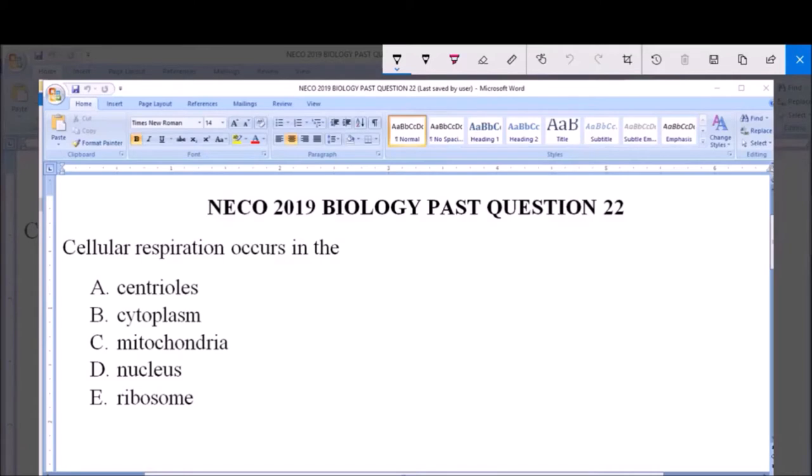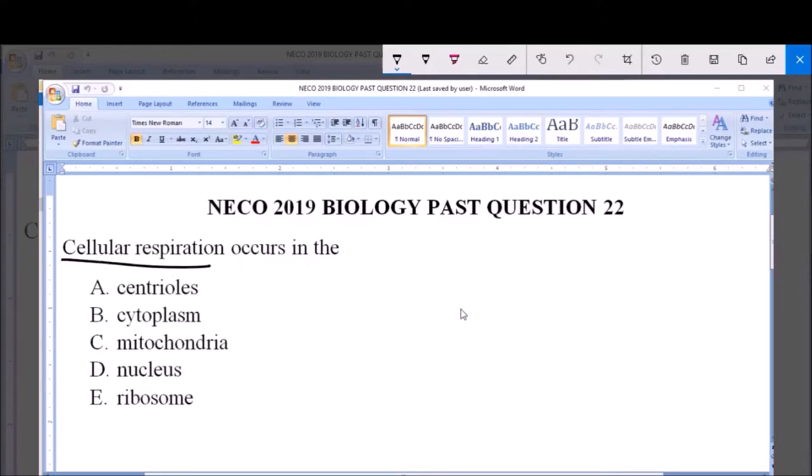I'll be answering NECO 2019 biology past question 22. Cellular respiration occurs in the: A. Centrioles, B. Cytoplasm, C. Mitochondria, D. Nucleus, and E. Ribosome. So cellular respiration occurs in the... Now, what is cellular respiration?